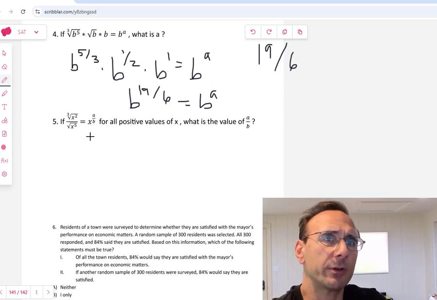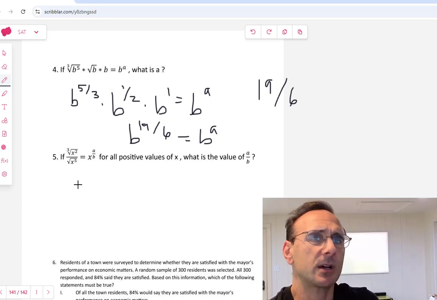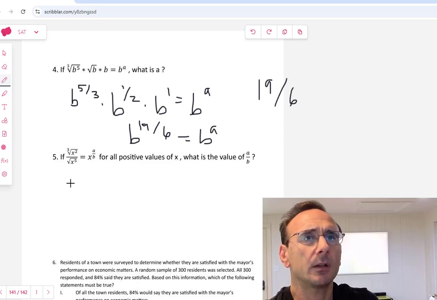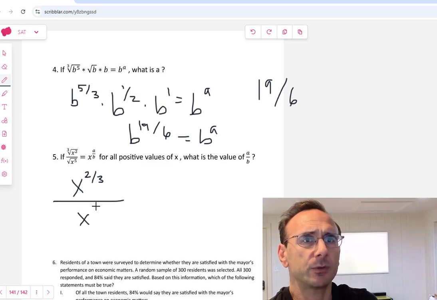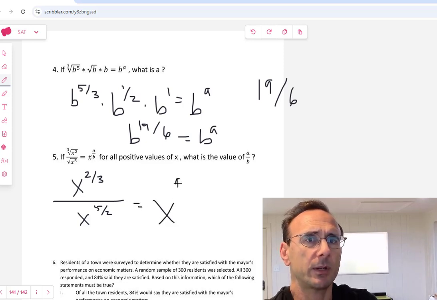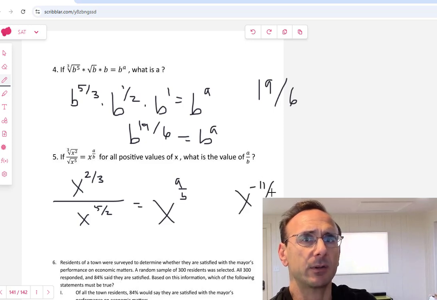5 is similar. We want to rewrite the left-hand side as x to some power. Fractional exponents can be created from roots. What's up high stays up high. The root becomes the denominator. When we divide, we subtract. So it becomes x to the negative 11 over 6 equals x to the a over b. That's why a over b is negative 11 over 6.